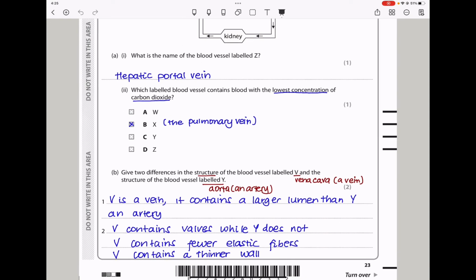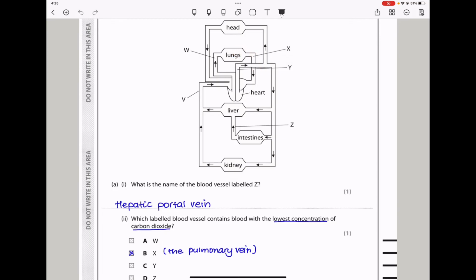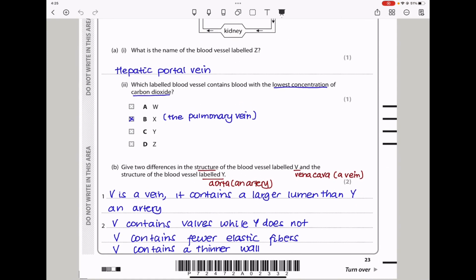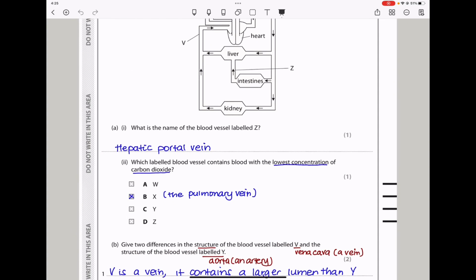And here they say, which labeled blood vessel contains blood with the lowest concentration of carbon dioxide? That should be the blood vessel leaving the lungs, which is blood vessel X. So that is going to be the pulmonary vein. In part B, give two differences in the structure of the blood vessel labeled V and the structure of the blood vessel labeled Y. Let's go back here.